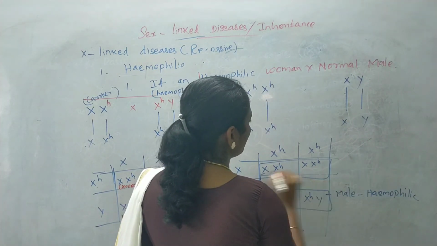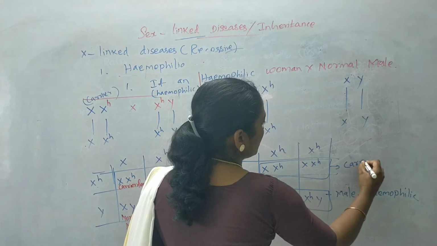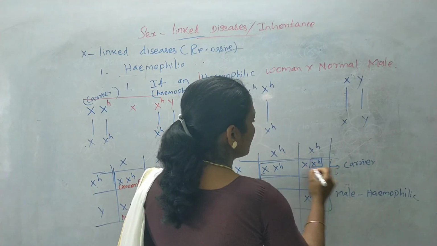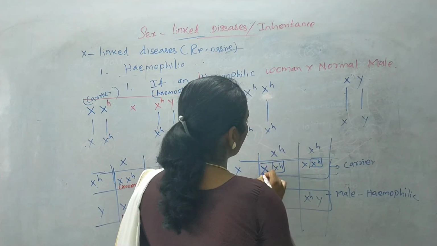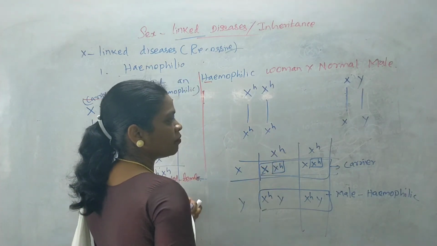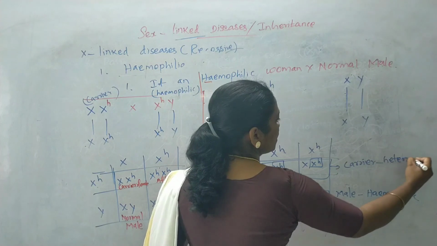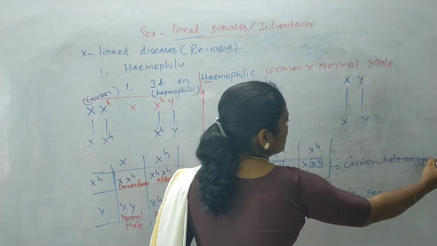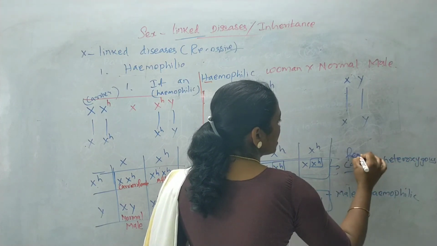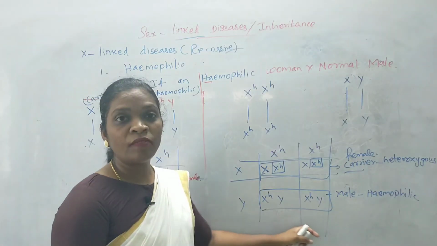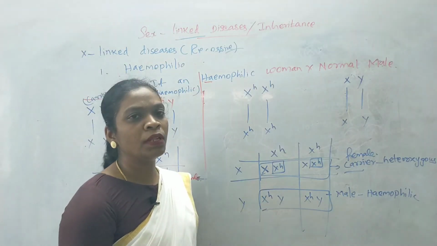And the female will become the carrier. Because it is only one gene which carries the disease-causing factor, the other X chromosome will dominate this one, so they will become the carrier, or they are known as heterozygous for this disease. They will not express the disease. So in the case of the female, the males are affected by the disease and the female will become the carrier.